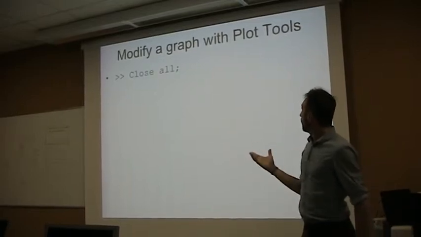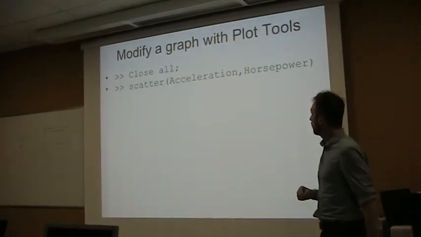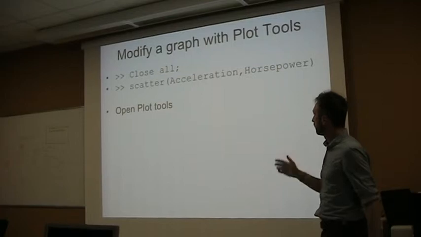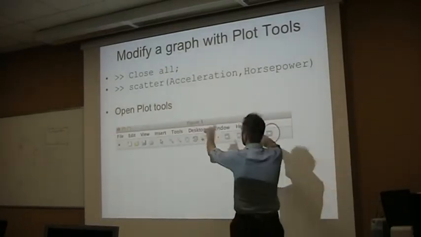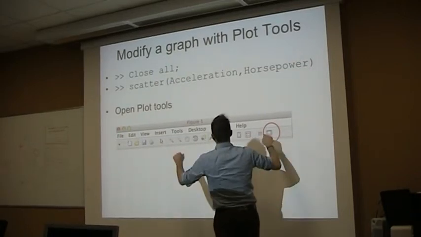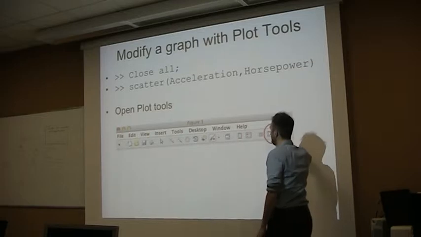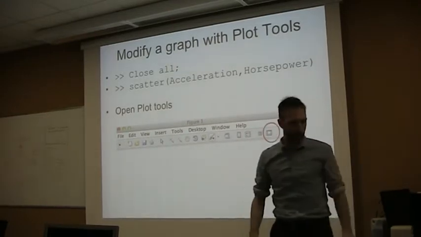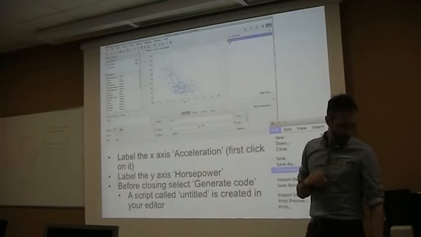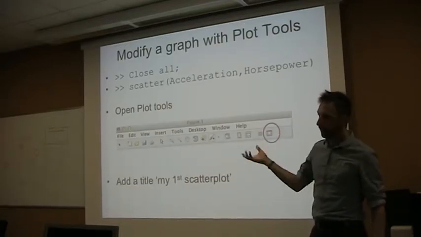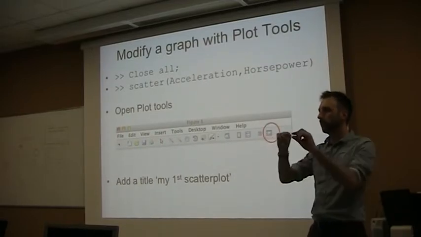How do you modify a graph using something which is called plot tools? Well, for example, let's do a scatter, and then you imagine the figure comes up. Then at the top right is a little symbol like this, and if you hit that, plot tools open up, and you can, for example, add a title, which should be very easy because once you have open plot tools, there's already written title.